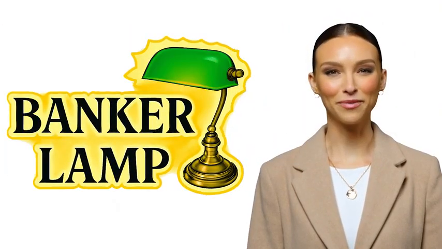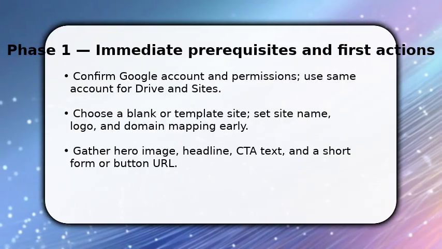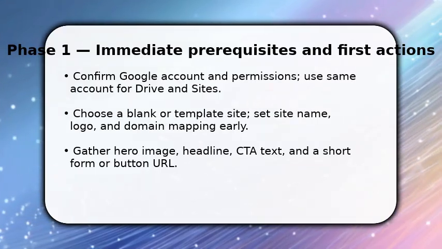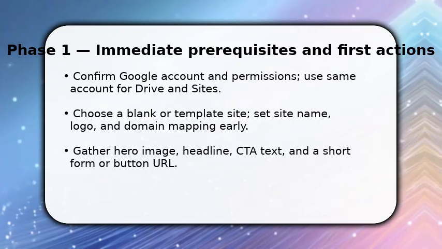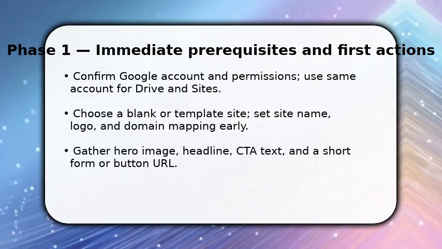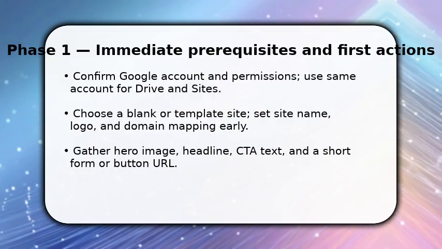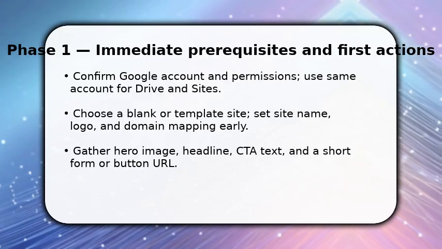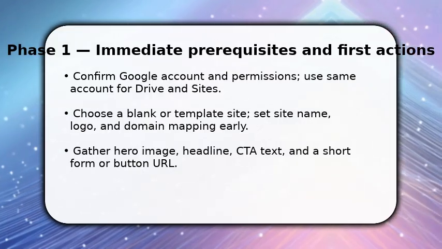Please enjoy the video. You begin by confirming your Google account and permissions so everything syncs. Sign in and open sites.google.com. Next, create a new site and pick blank or a lightweight template. This saves later cleanup. Once done, set the site name and logo, then map a custom domain if you have one. That prevents broken links.